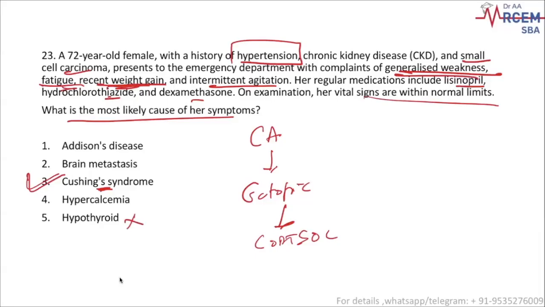Weight gain is absolutely not seen in hypothyroidism. Hypercalcemia doesn't present this way. Brain metastasis, weight gain doesn't fit in. Addison's disease mainly presents with electrolyte abnormalities with hypotension rather than weight gain and generalized weakness.